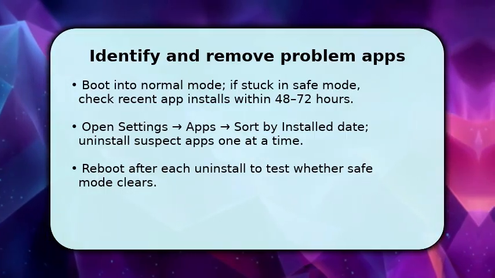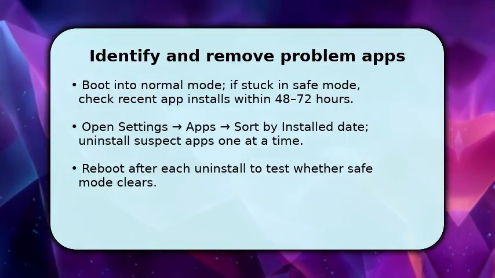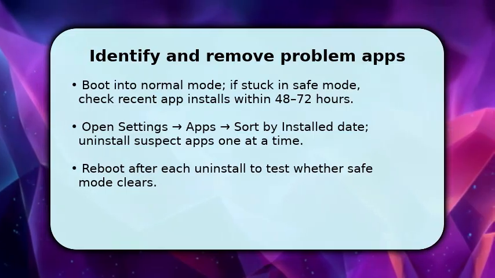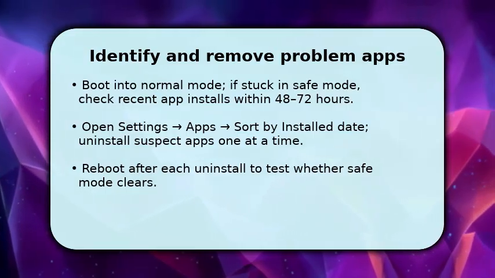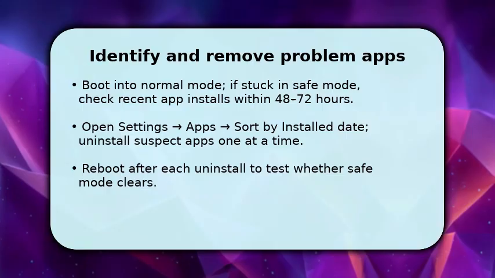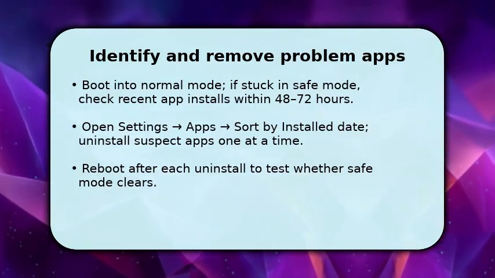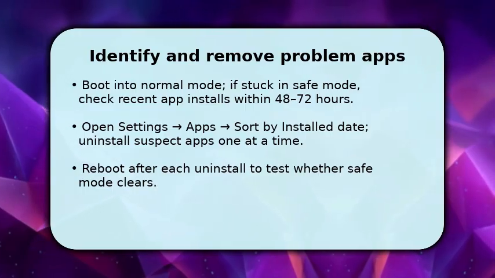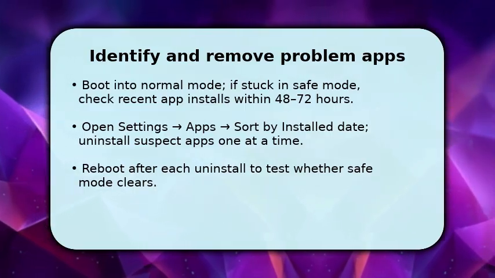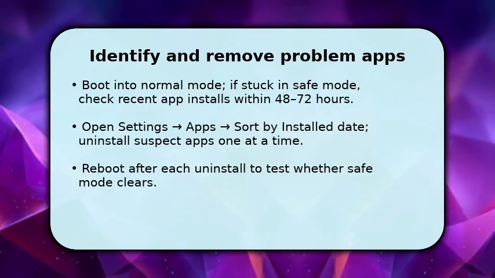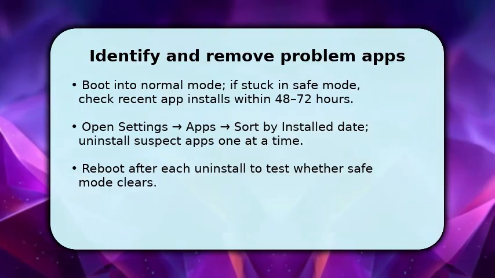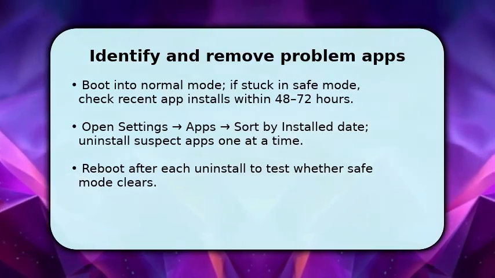You'll inspect recently installed or updated apps, open settings, then apps, and sort by install date to find suspects. Uninstall only one app at a time and reboot to test. This isolates the culprit without losing more data than necessary. Make sure to check apps with device administrator access and revoke that permission before uninstalling so the removal completes cleanly.